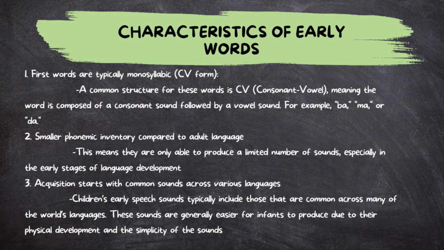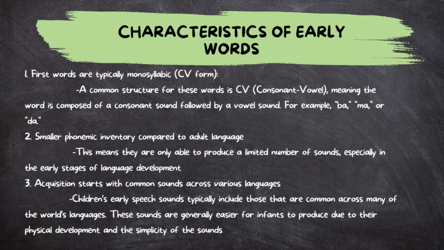Their early words often omit sounds that are more difficult to produce, such as the th in think, or complex consonant clusters like str in street. For instance, a child might say tar for star, dropping the s sound, in simplified production.